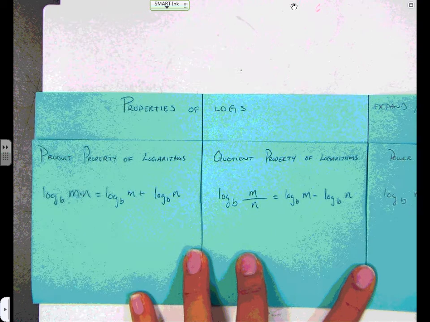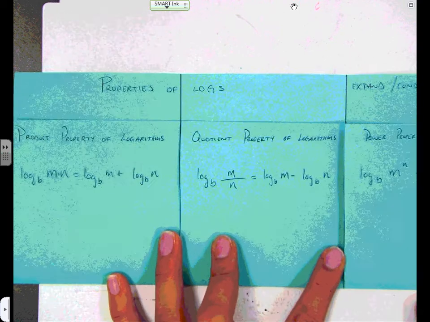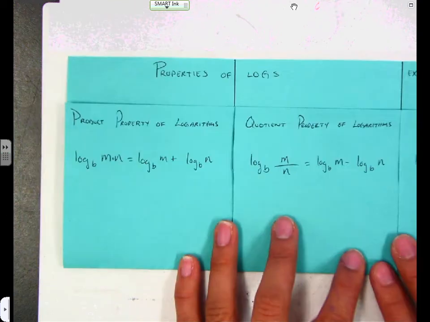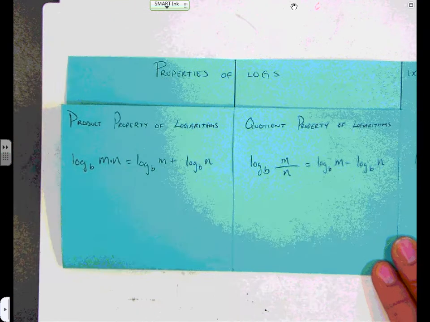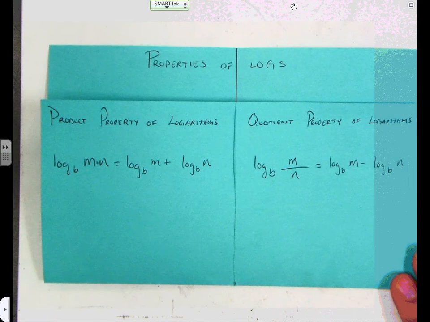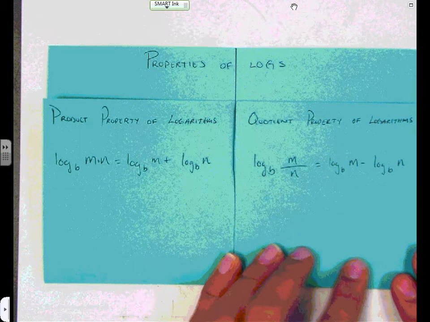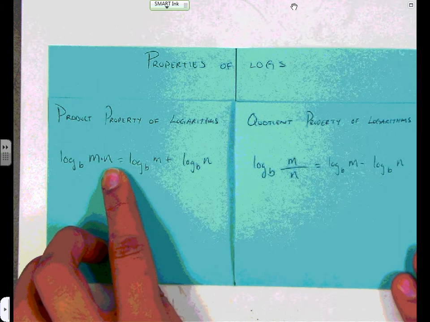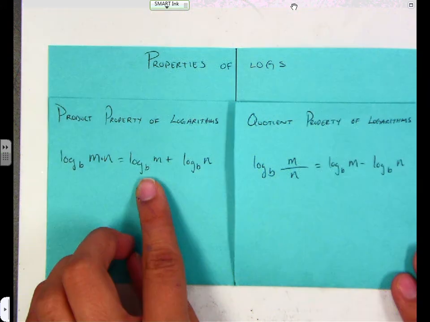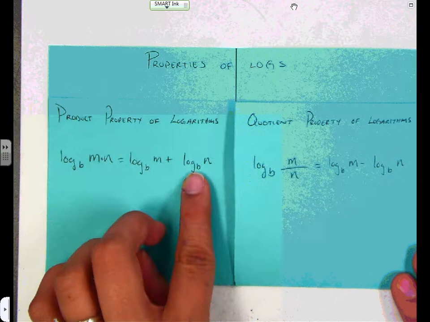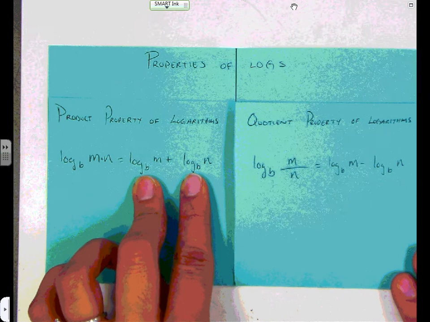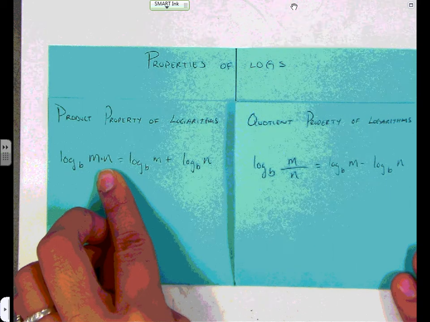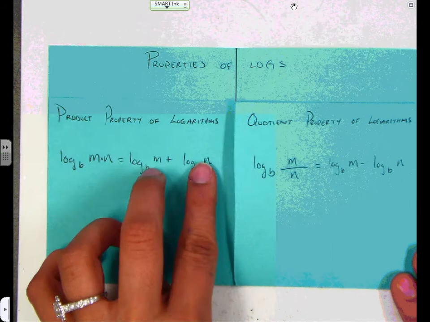Okay, so the first thing we're going to talk about is the properties of logs and then how to expand and condense a log function. We want to write down the product property of logarithms and the quotient property of logarithms. Go ahead and write this down. This says log base b of m times n is the same thing as adding the logs together. So as long as you have the same base, instead of multiplying, you're going to add them together.